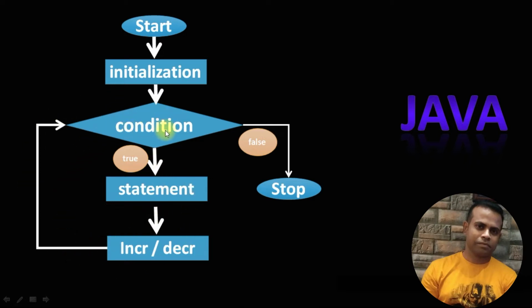Now the second time, if the condition is again true, then it will again come here, perform this business logic or statement here, then again the value will be increased or decreased based on your logic, then again it will go to this condition, and this loop will continue as long as the condition returns a true value. Okay, once this condition becomes false, it will go to this stop part. That means your program stops here. Okay, so this is the flow chart of for loop.